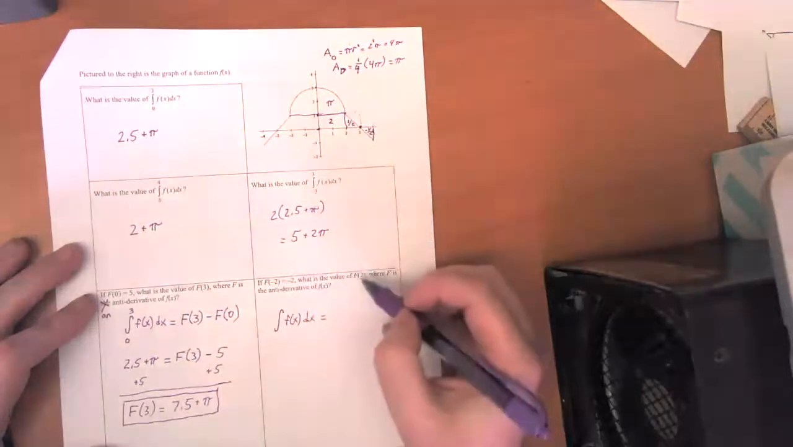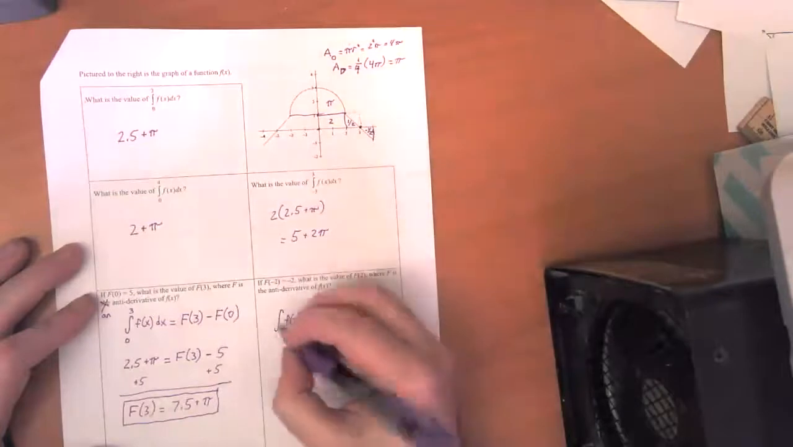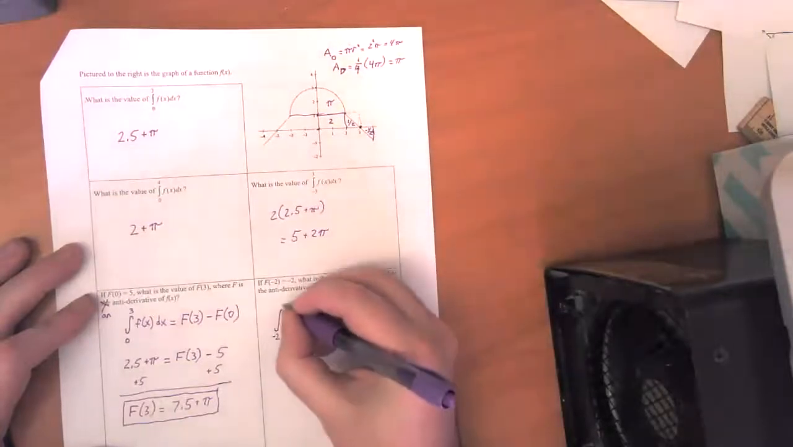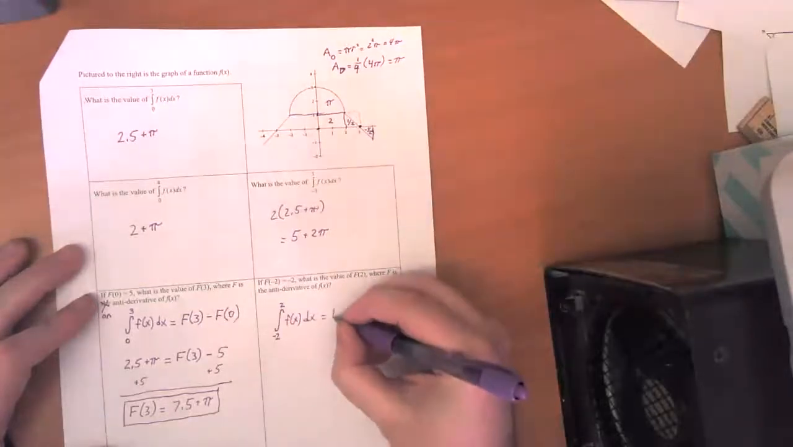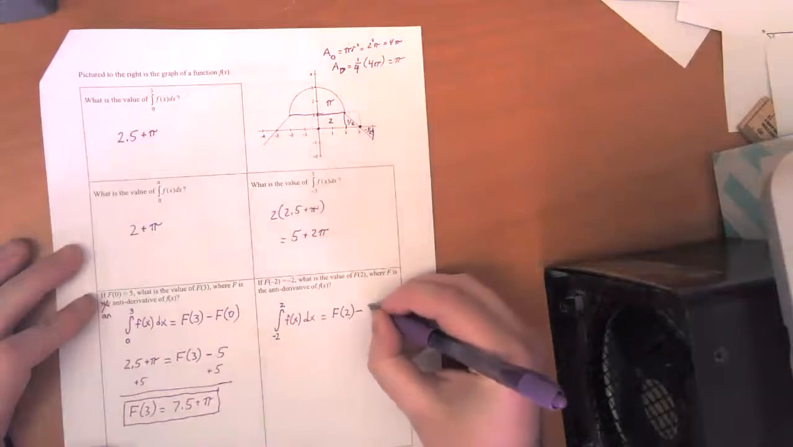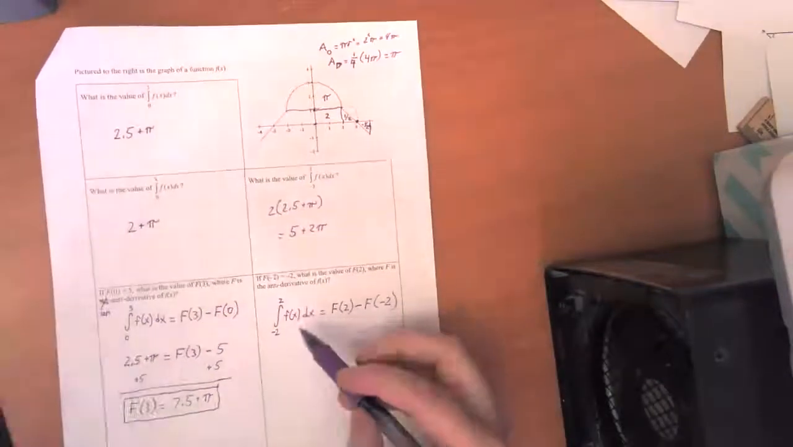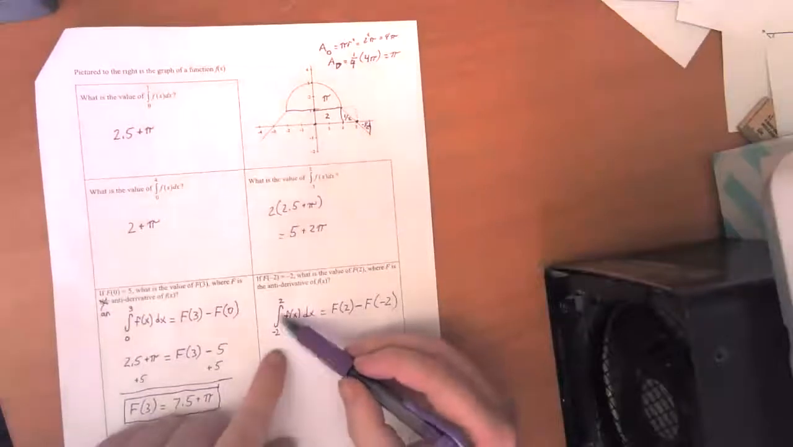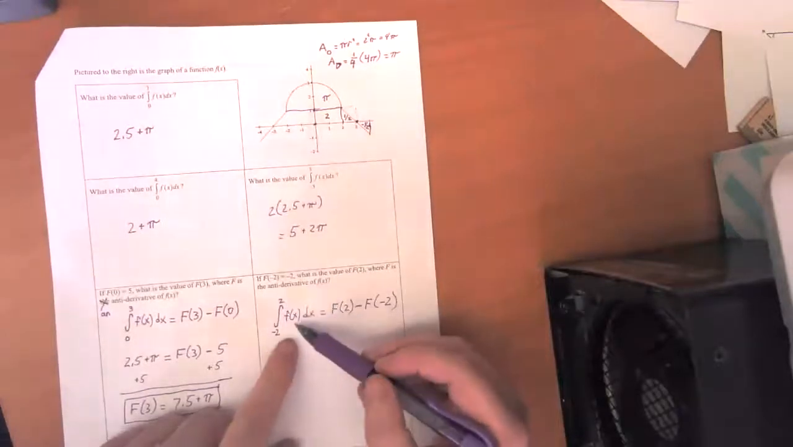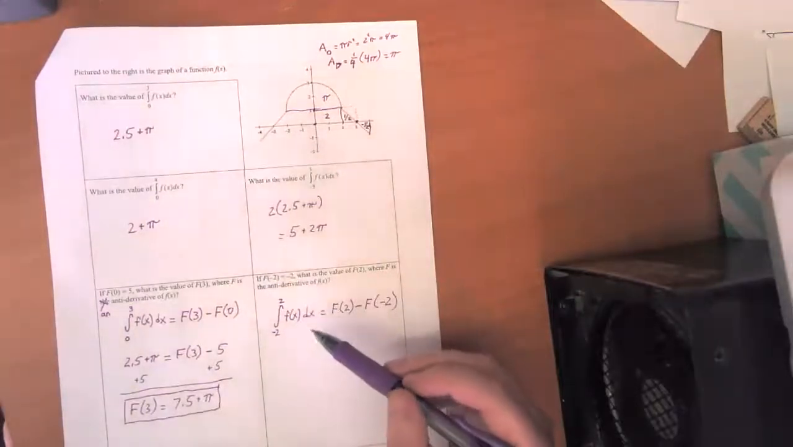Well, the two numbers that are interesting as far as the values of big F are going to be negative 2 and positive 2. And just to save myself a little grief, I'm going to put the lower one down there and the upper one up there. So that's equal to big F of 2 minus big F of negative 2. All right. So now I need to calculate this definite integral from -2 to +2 of f of x dx. How do I calculate that?